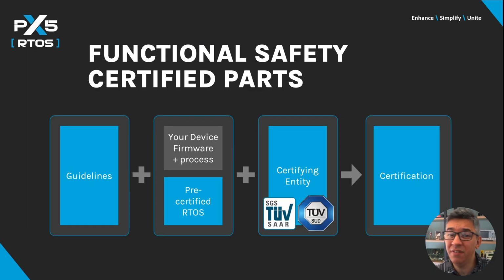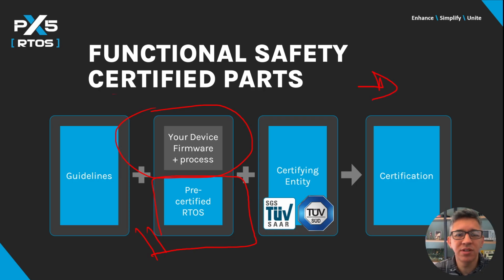Now, one of the fastest ways to achieve the high standards required by these industries is to leverage pre-certified parts and components. By leveraging certified development tools and runtime software, in this case an RTOS, you would only have to worry about getting your specific device firmware certified. And this would streamline the process to get your product completed.